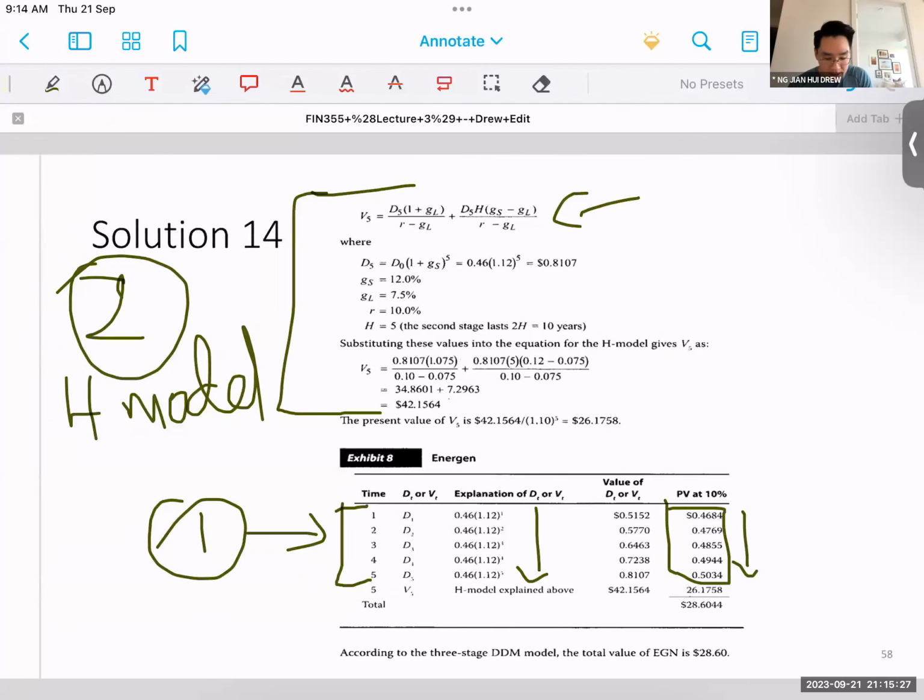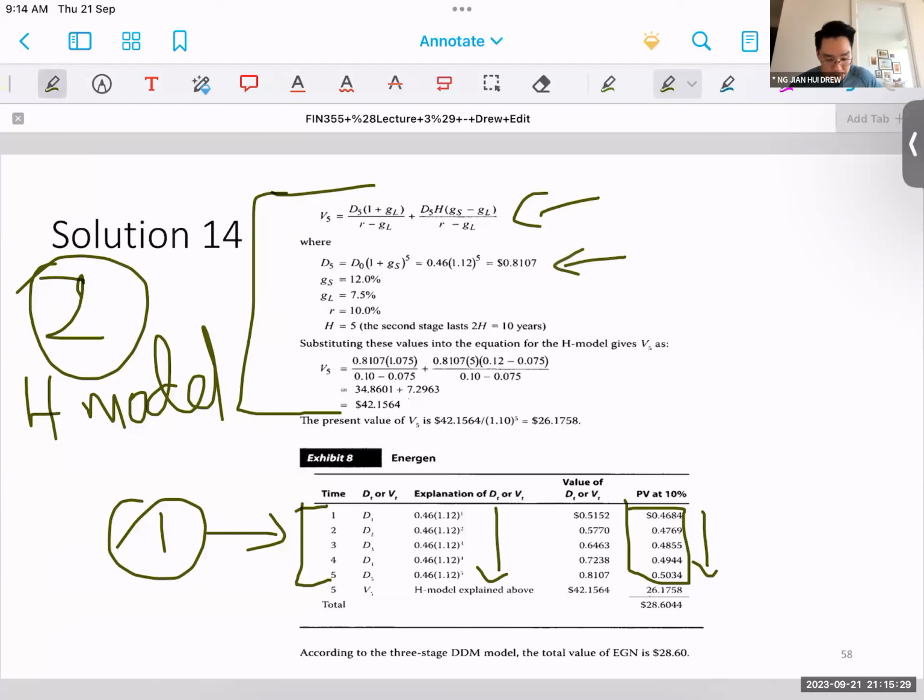So we calculate your dividend here, your D5, because you know that it's growing at the supernormal rate of 12%. We just do it for 5 years. And you know your H model is given by your D0 times 1 plus G. And you know that the new G, the GL, is 7.5%.